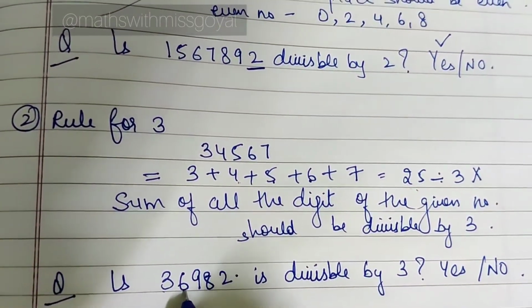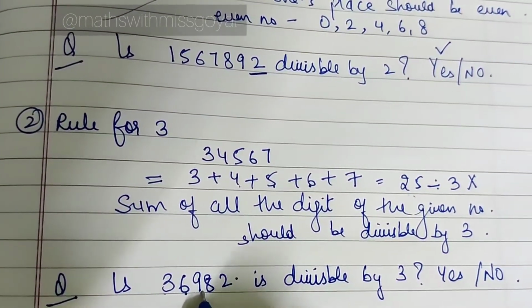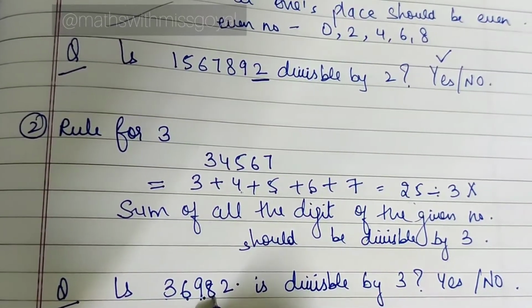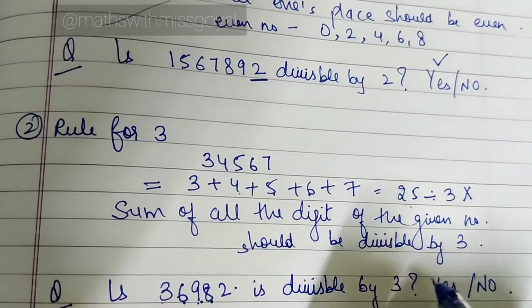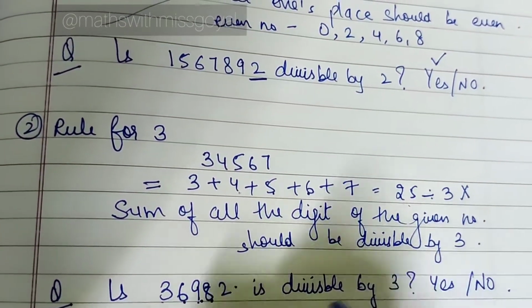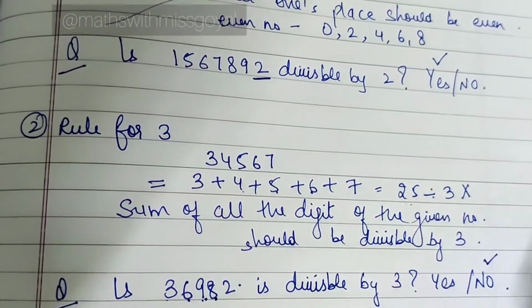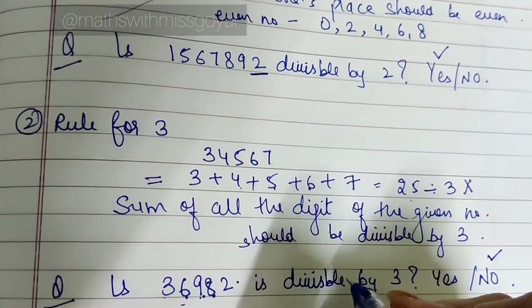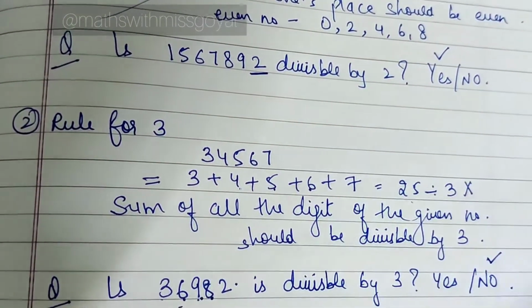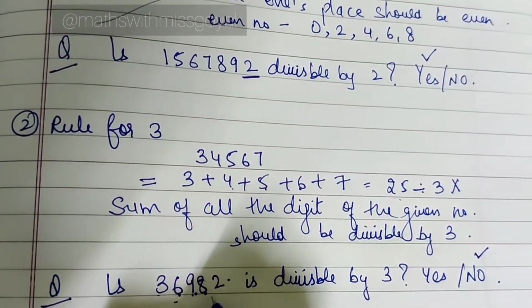3 plus 6 is 9. 9 plus 9 is 18. 18 plus 8 is 26. And 26 plus 2 is 28. 28 does not come in the table of 3. Hence the number is not divisible by 3. Okay, see, we have checked a 5-digit number for divisibility by 3 in a few seconds only. You just need to add the numbers.